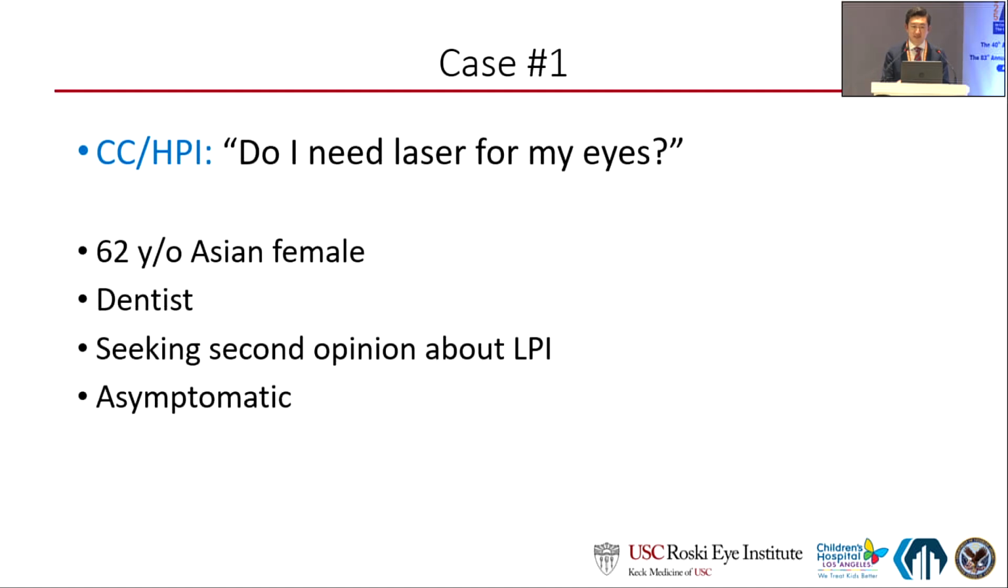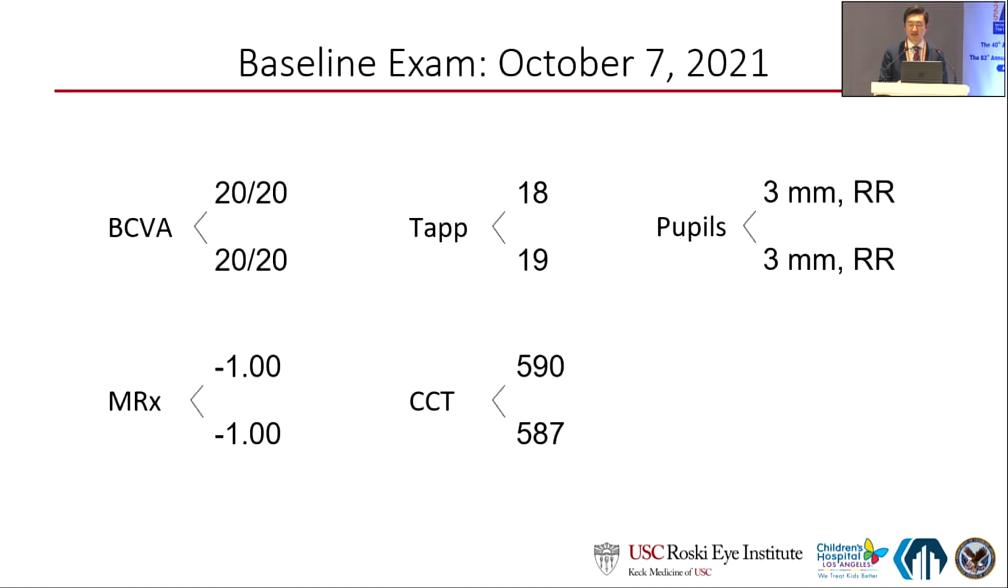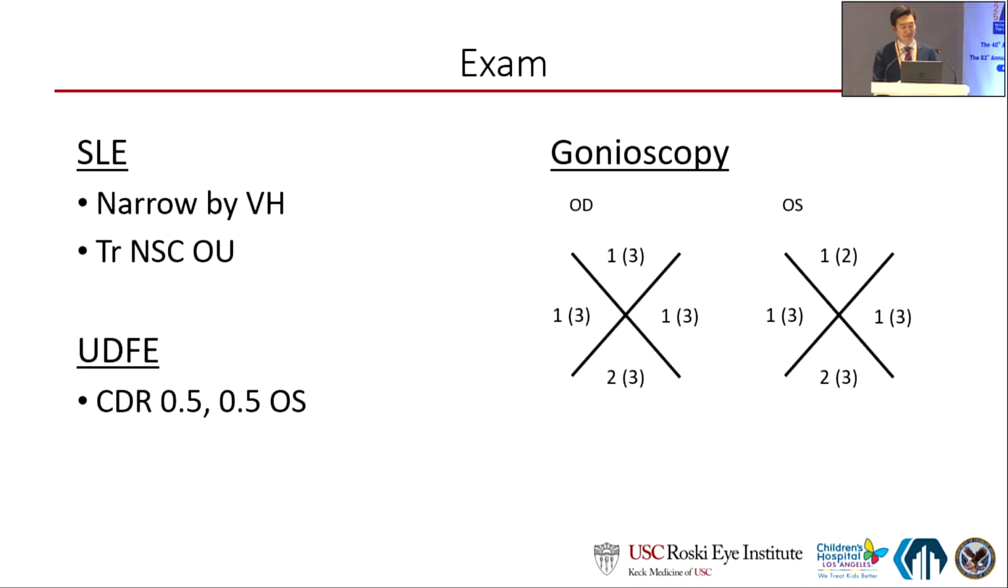So I have two cases for you today, drawn from my own clinic, that illustrate how I use AS-OCT in my practice. This first patient is a 62-year-old Asian female who is coming with the question, do I need laser for my eyes? She's a dentist, she's seeking a second opinion about LPI, and she is asymptomatic. She has no relevant history. On baseline exam in 2021, she has 20/20 vision in both eyes with a pressure of 18 in the right, 19 in the left. She's a mild myope with an average CCT of around 590.